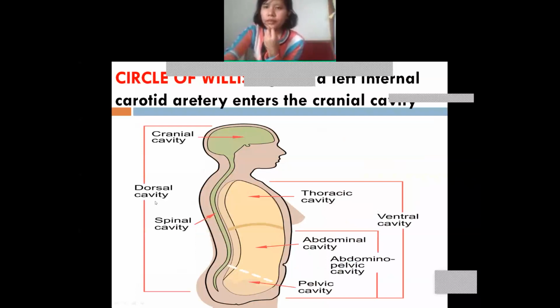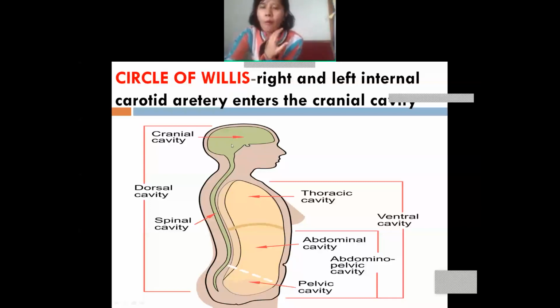Okay, next is circle of Willis. So this circle of Willis, they start in the right and the left carotid artery and enter the cranial cavity. Understand? Let me show you again.